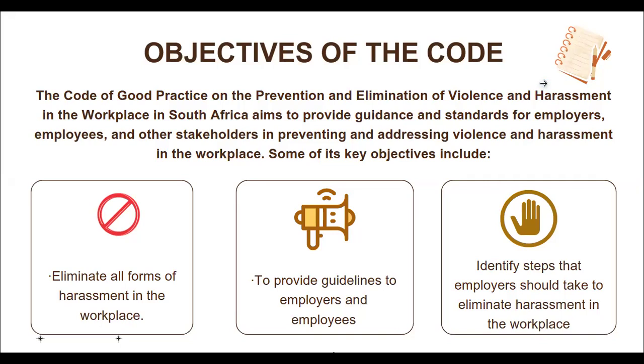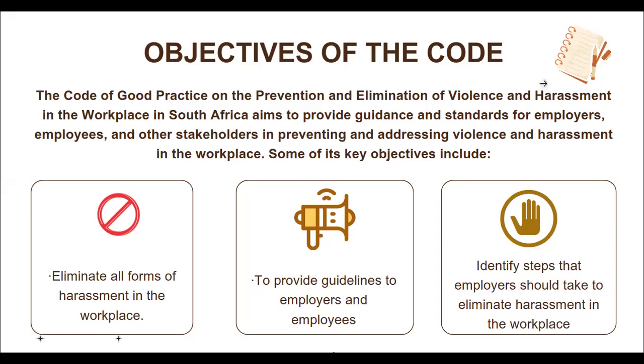When I say other stakeholders, I mean other people or entities that have dealings with the business, like your suppliers, your customers, trade union officials if you're dealing with a trade union, and agents from the bargaining council, if you are subscribed to or a member of the bargaining council. So it provides guidance and standards for all these stakeholders in preventing and addressing violence, discrimination, and harassment in the workplace.